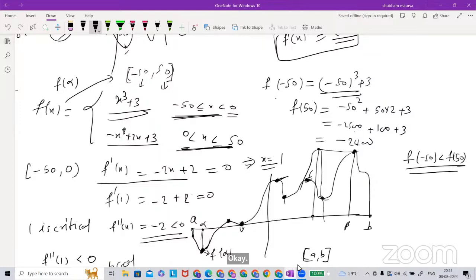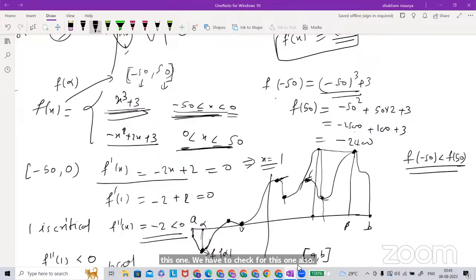So in this range, the function we have is x cube minus 3. So this function is what? It is an increasing function, right? Yes, sir, it is an increasing function. So at minus 50, it will be the minimum value, at least for this one. We have to check for this one also.